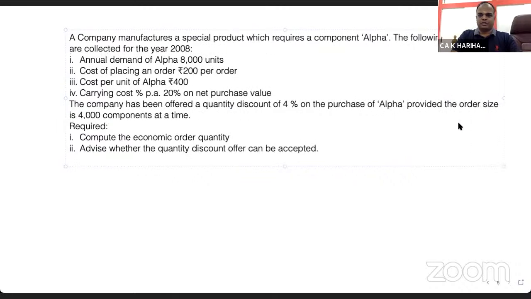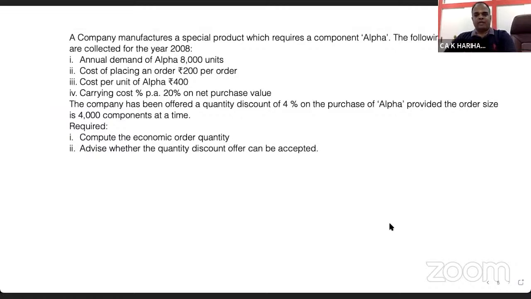It's also an interesting question. A company manufactures a special product which requires component alpha. Annual demand 8,000 units. Cost of placing an order 200 per order. Cost per unit of alpha 400. Carrying cost 20% on net purchase price.